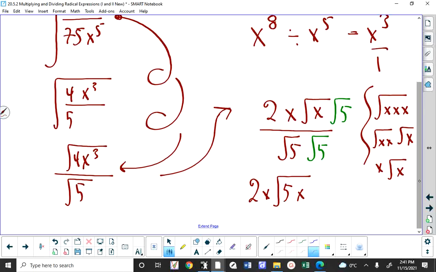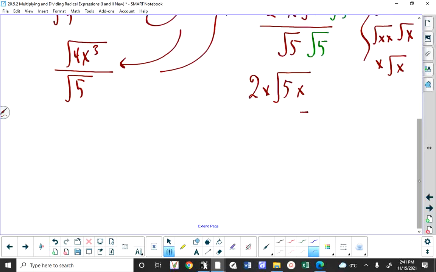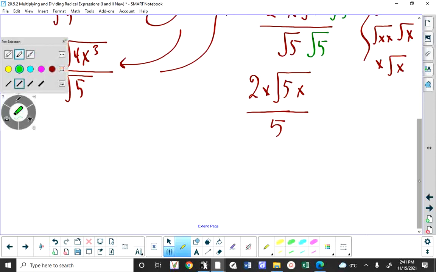And then on the bottom, we have root 5 times root 5, which is 5. And that's it. Are any radicals removed from the denominator? Yes. Is there any coefficient that can be simplified with a coefficient? Well, I do have coefficients on the top and the bottom. 2x is a coefficient, so is 5. But 2 over 5 doesn't reduce.